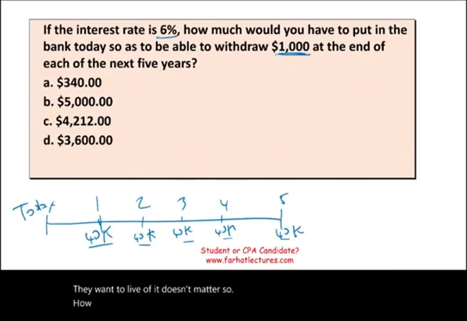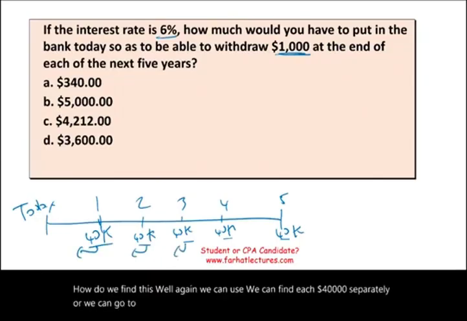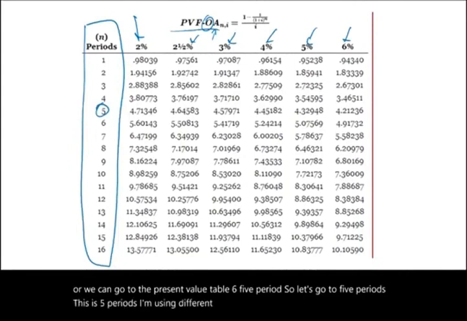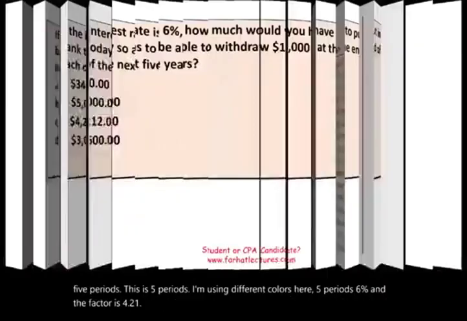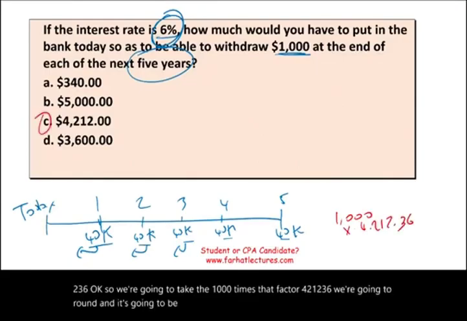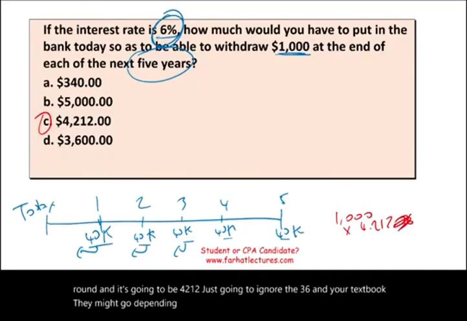Well, again, we can find each $40,000 separately, or we can go to the present value table, 6%, 5 periods. So let's go to 5 periods. I'm using different colors here. 5 periods, 6%, and the factor is 4.21236. Okay, so we're going to take the 1,000 times that factor, 4.21236. We're going to round, and it's going to be 4,212. I'm just going to ignore the 0.36. In your textbook, they might go depending on how many decimals they round. I did not do it.